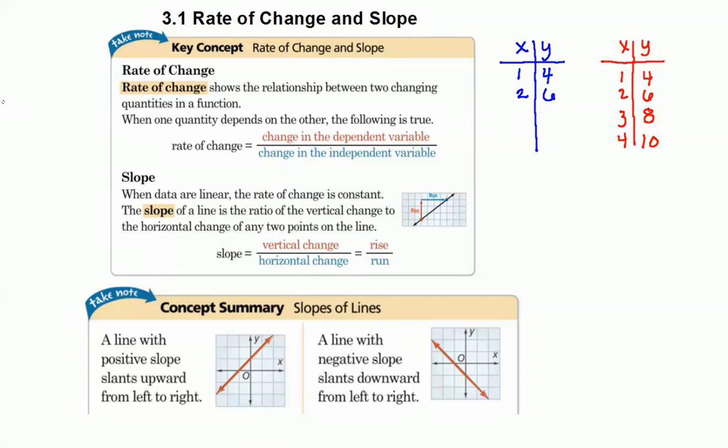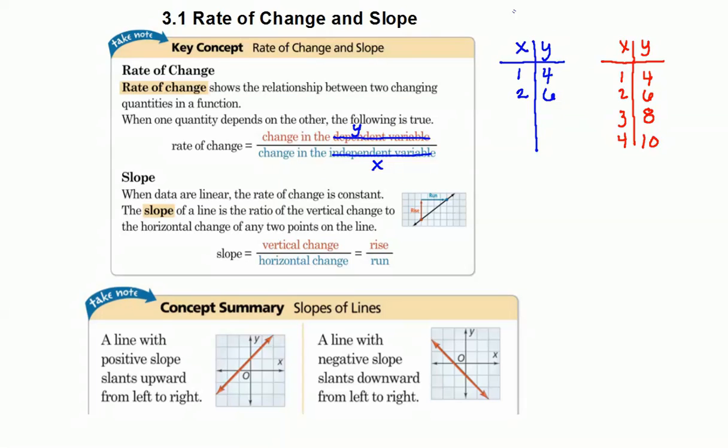Okay, today we're going to be talking about rate of change and slope for section 3.1. Let's start with rate of change. Rate of change is the change of the dependent variable, or easier, let's just say that the rate of change is the change in y divided by the change of the independent variable, which is really the change in x. So the rate of change is the change in y over the change in x.